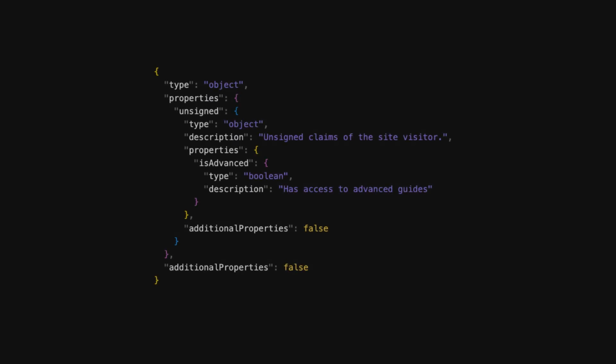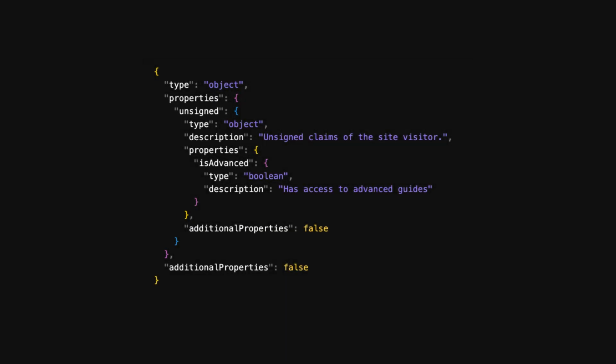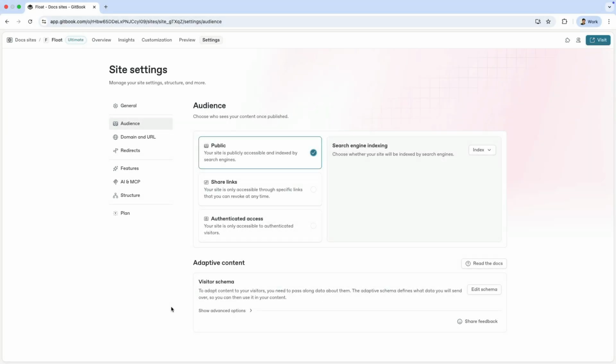The first thing to point out is that we're setting the isAdvanced claim under a property called unsigned. This is required when passing data through URL parameters, as they are easily changeable and are not as secure as passing claims through other methods, like cookies or authenticated access. Head to our docs to learn more about setting these other, more secure methods up. Because we're only using this to show things like a guide, setting these claims as unsigned and passing the data through the URL will work fine. Now that we have our visitor schema set up, we're ready to personalize our content for the visitors that follow the link.